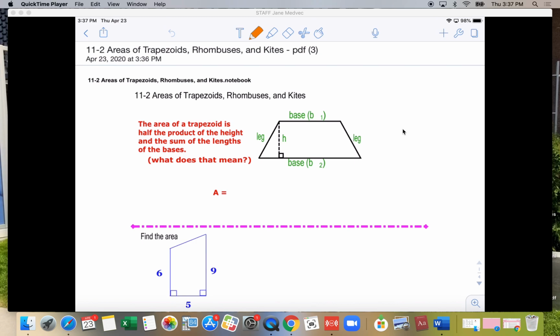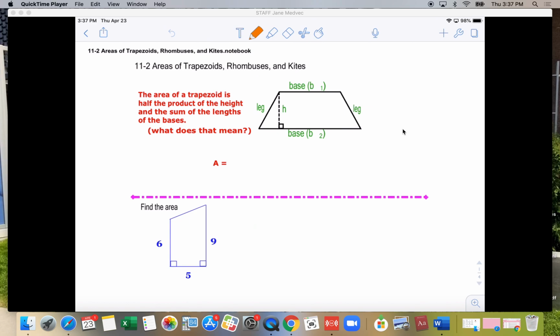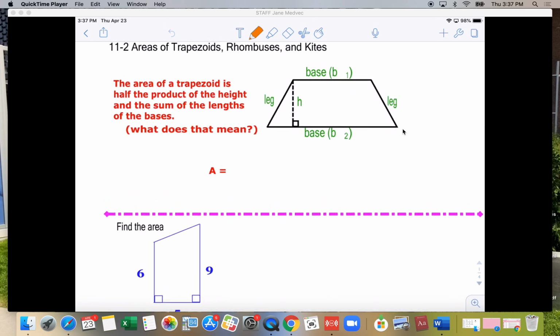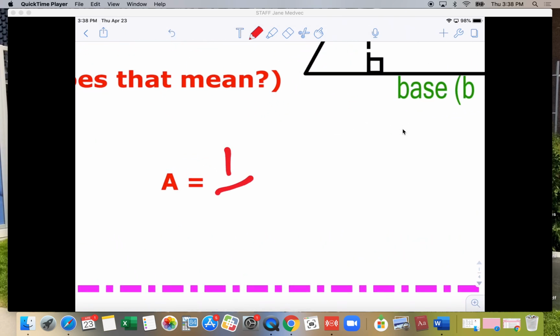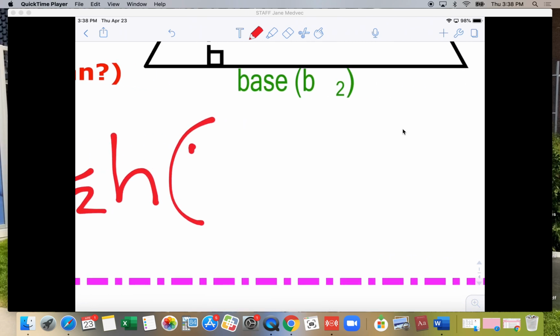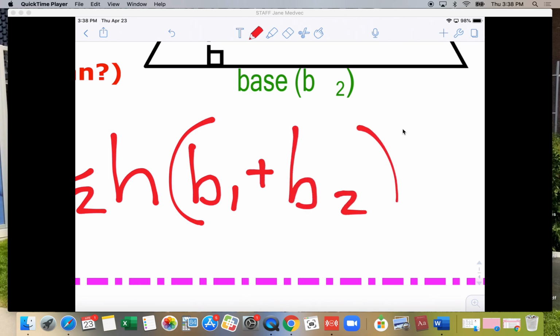So we're taking back some information that we learned about what a trapezoid was, what a rhombus was, and what a kite is, and now we're going to apply some of that. Let's first take a look at the area of a trapezoid. The area of a trapezoid is half the product of the height and the sum of the lengths of the bases. What does that mean? It means the area is 1/2 the height, parentheses, base 1 plus base 2.